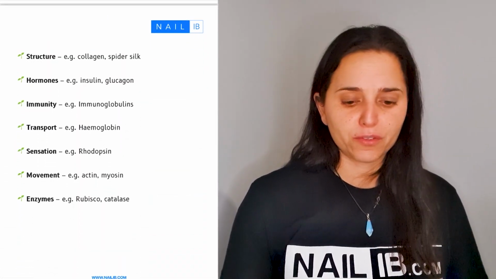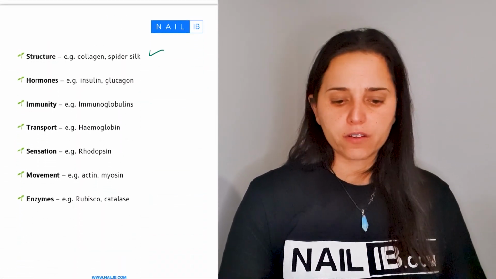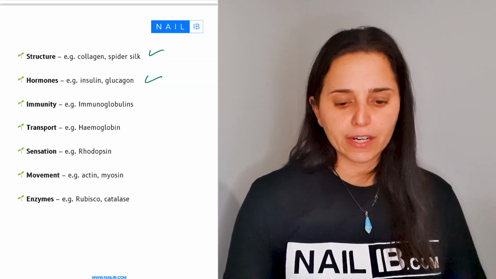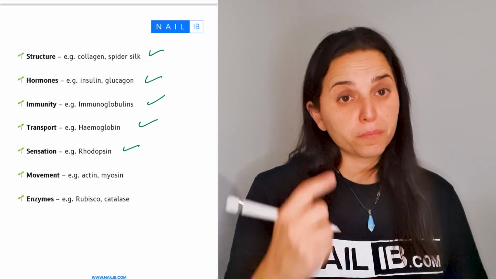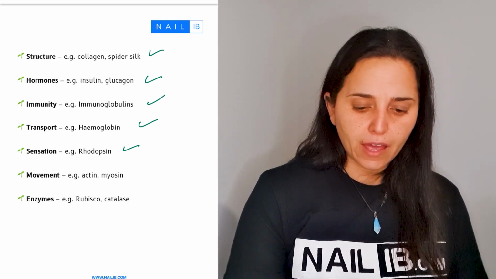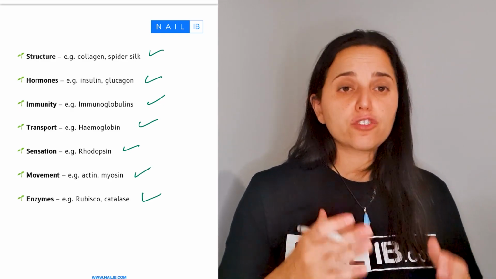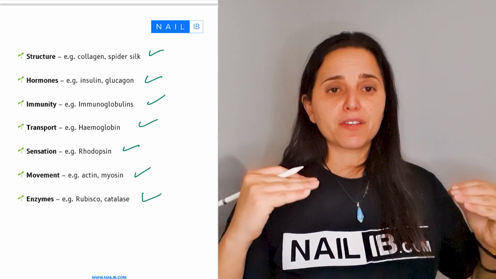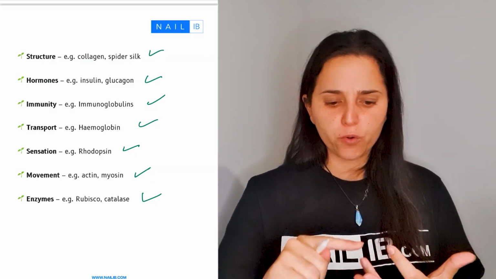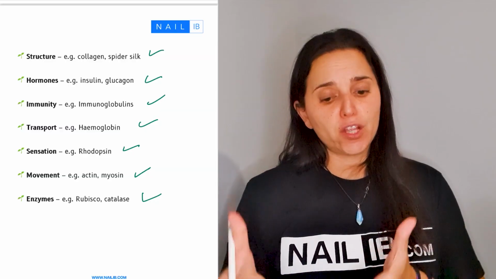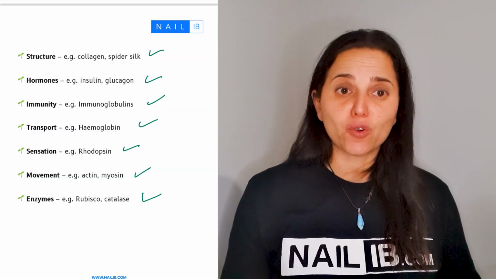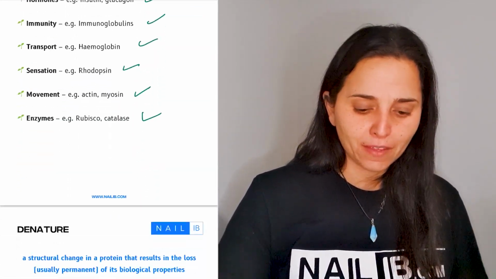So let's look at some example structures. Collagen and spider silk for structure, hormones such as insulin and glucagon, immunity with immunoglobulins, transport with hemoglobin, sensation with rhodopsin, which you find in your eyes, movement with actin and myosin, enzymes such as rubisco. This is just to show you so many different types of functions of proteins: structure, hormone, immunity, transport, sensation, movement, enzymes. Know these and one of these examples. This might show up as one of the questions on the test.